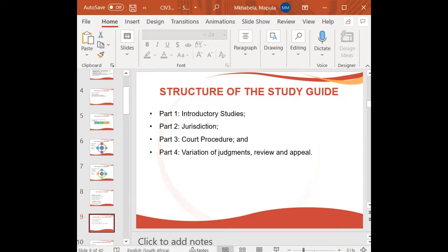Now, on the structure of the study guide, the tutorial matters for civil procedure is divided into part 1, which is your introductory studies. Part 2 will be your jurisdiction. Part 3 is your court procedure, and part 4 will be variation of judgments, review, and appeal. And of course, the study units, which form part of the core of the study guides, are subdivided into sub-units.